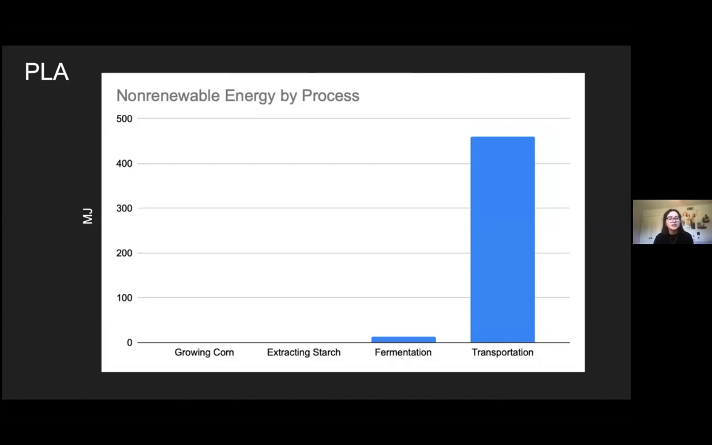Growing corn and extracting starch had very low megajoules of non-renewable energy, mostly from coal. And then fermentation had just a little bit. Transportation was the most. And if they used a kind of biofuel, then this could obviously be a much better product to use. But for right now, my philosophy still stands that cellulose-based bioplastics would be better.